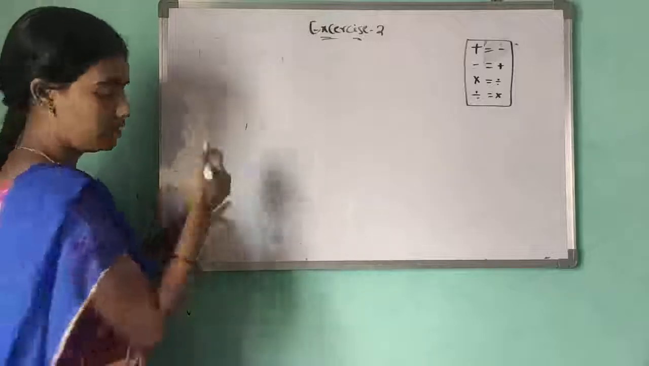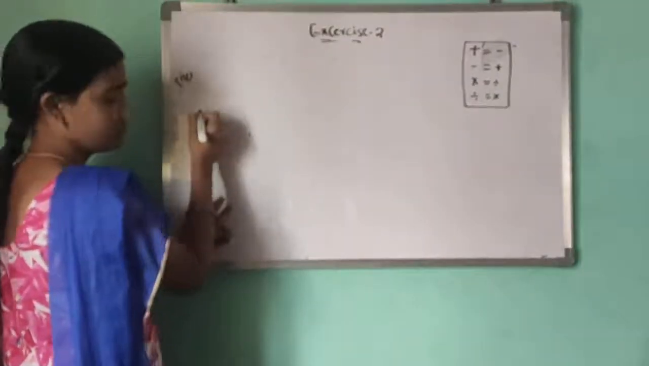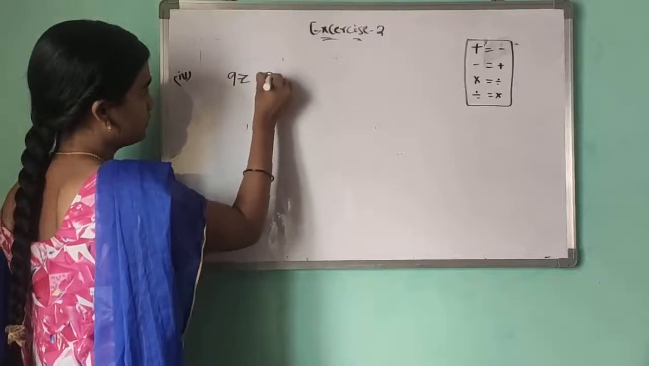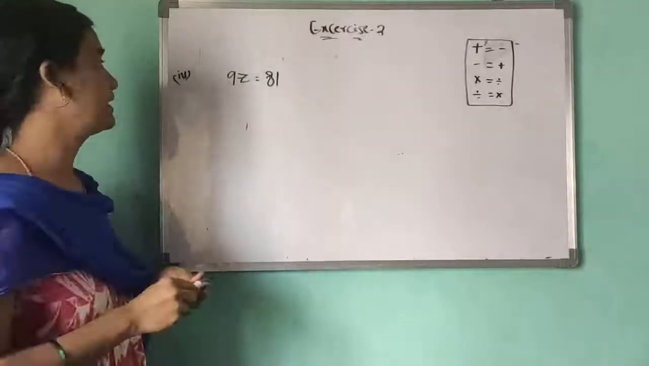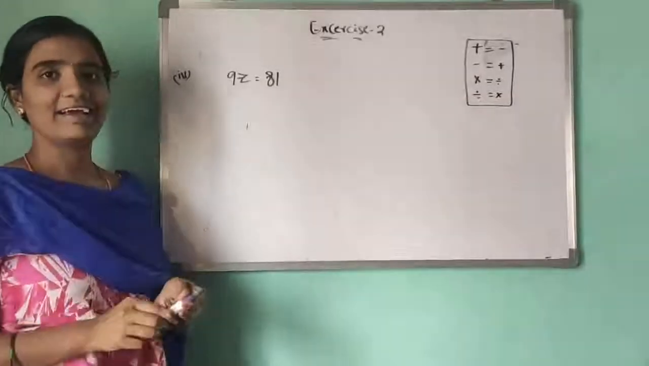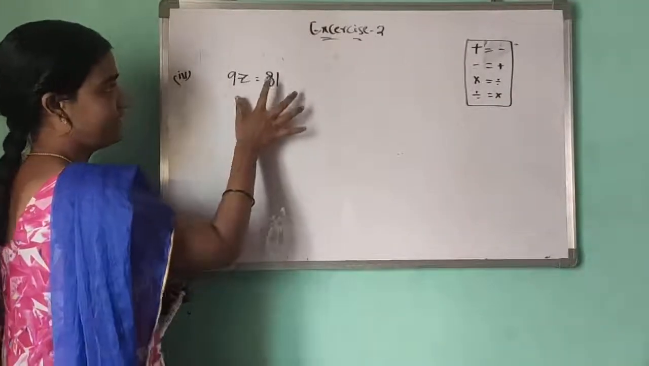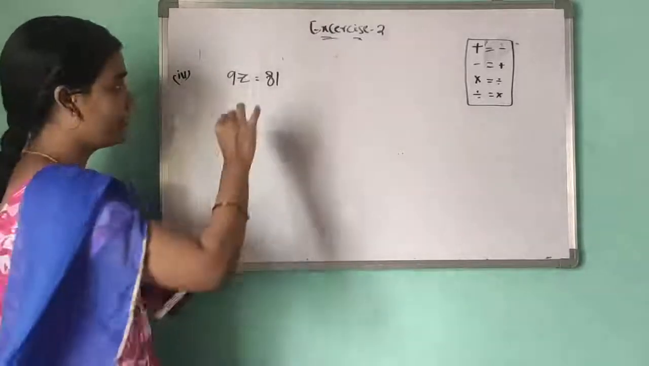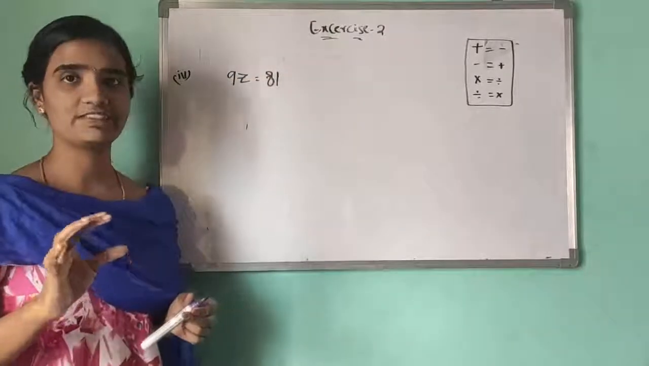Okay. Then the fourth one, 9z is equal to 81. Here clearly observe, there is only multiplication and a given number, right? Here we have to find the z value. Why? Because only the z value is unknown, so we have to find the z value.